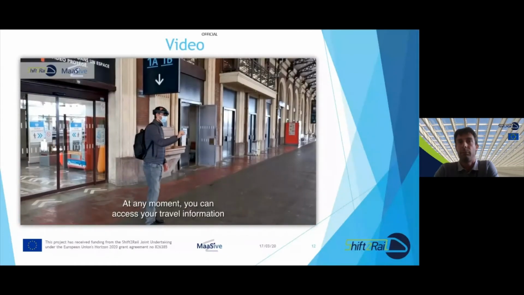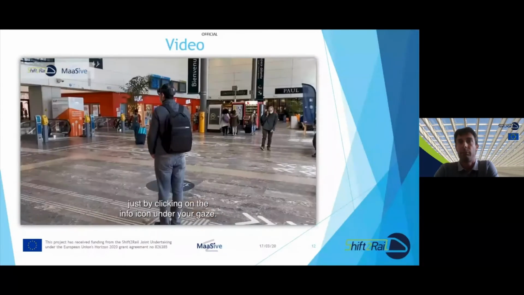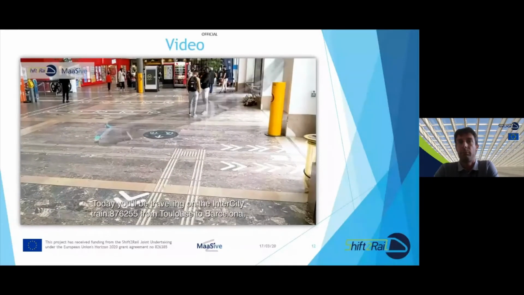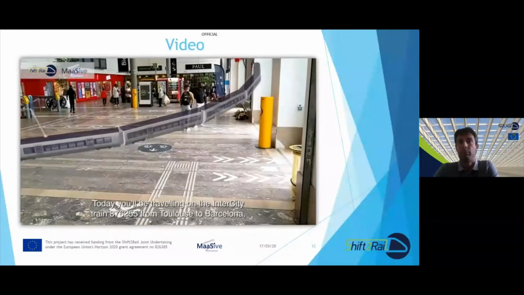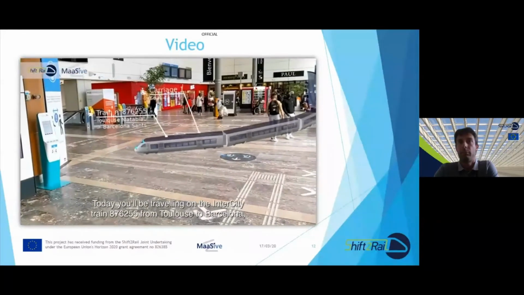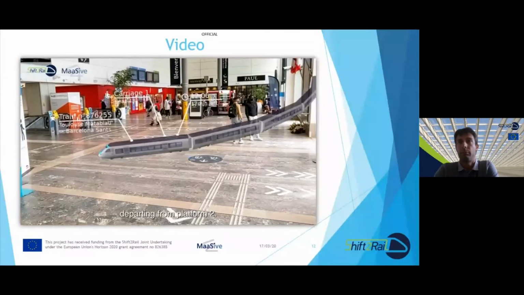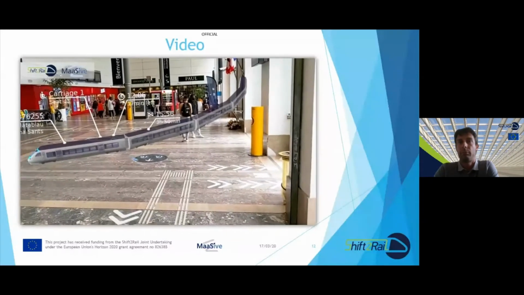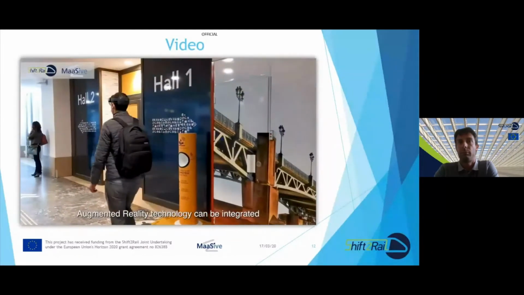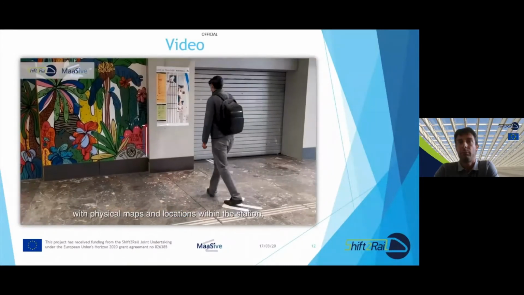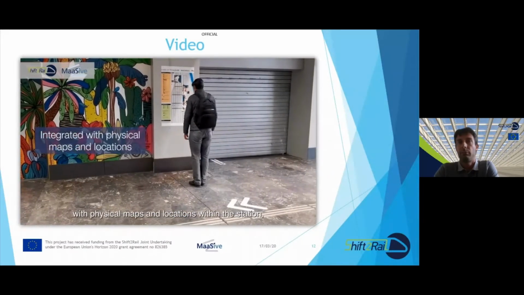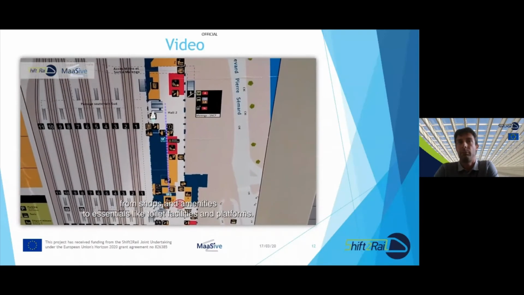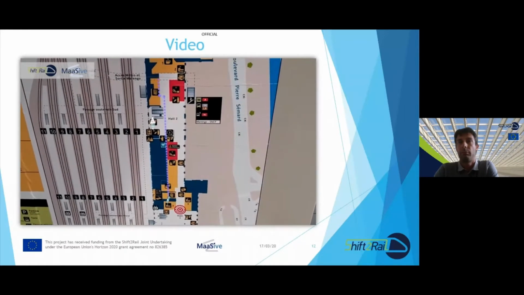At any moment, you can access your travel information just by clicking on the info icon under your gaze. Today you'll be traveling on the Intercity train 876255 from Toulouse to Barcelona, departing from platform 2. You'll be seated in carriage 1, seat 43. Augmented reality technology can be integrated with physical maps and locations within the station, from shops and amenities to essentials like toilet facilities and platforms.